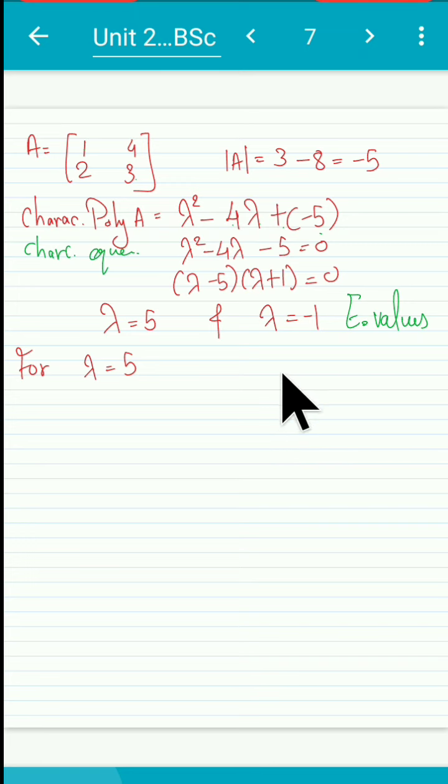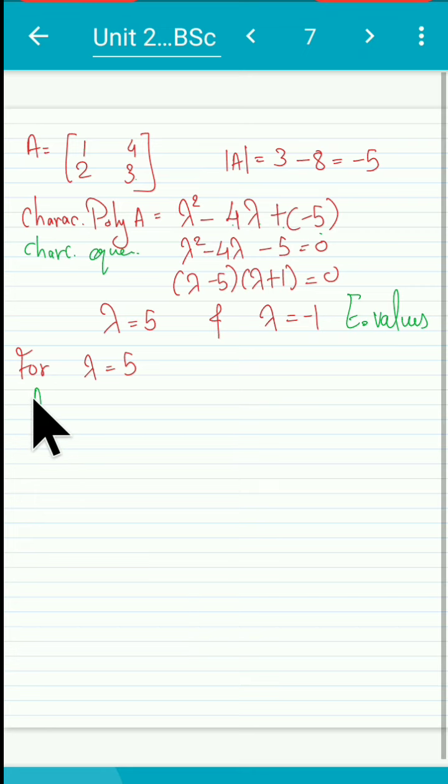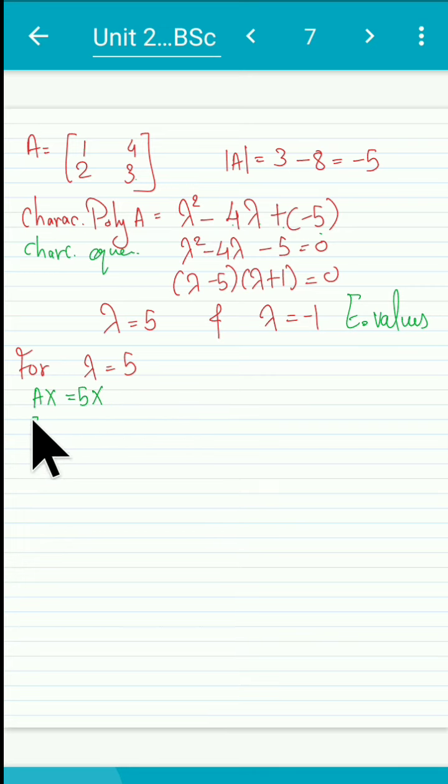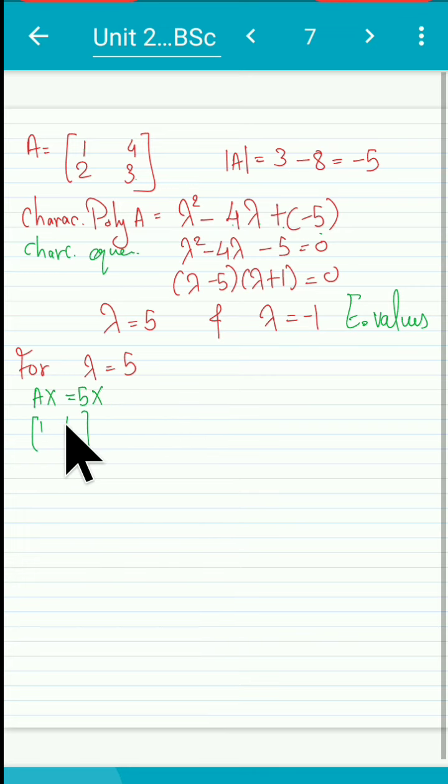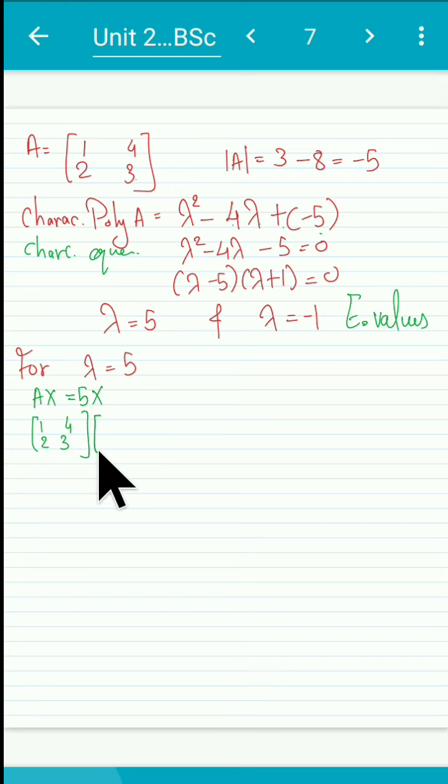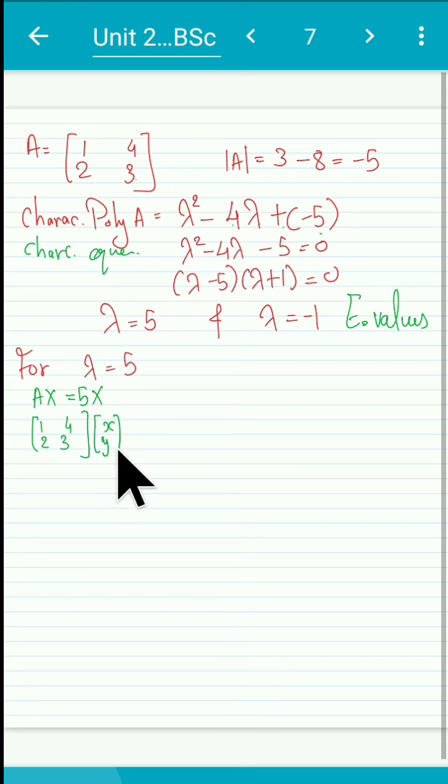What are the eigenvectors? Eigenvectors are nothing but non-zero vectors which will get multiplied by 5 after applying this linear operator, or by applying this matrix. So let me just find out. Okay, so what I will consider is Ax is equal to 5 times x. So my A is nothing but [[1, 4], [2, 3]]. I will write x as (x, y), and 5x is (5x, 5y).